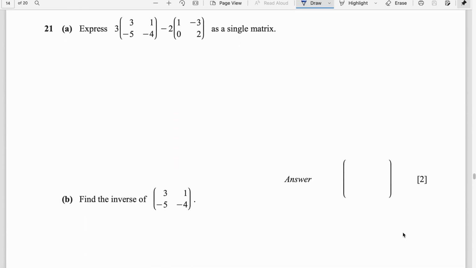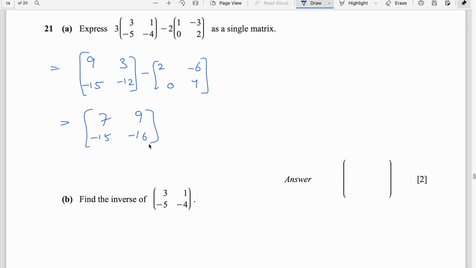Question number 21. Express this as a single matrix. So multiplying 3 with each element. 3 times 3 is 9, 3 times -5 is -15, 3 times -4 is -12. Minus, multiplying 2 inside: 2, -6, 0, 4. 9 minus 2 is 7. 3 minus -6 is 9. -15 minus 0 is -15. -12 minus 4 is -16. So 7, 9, -15, -16.